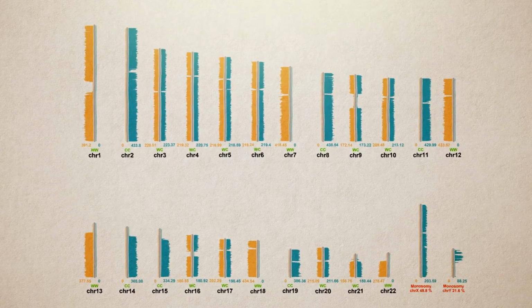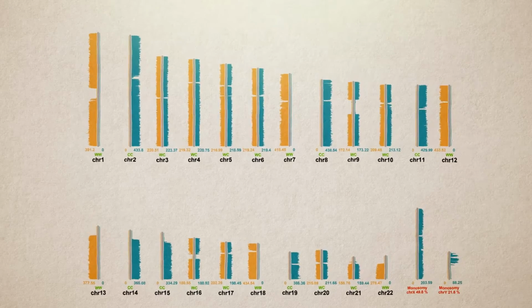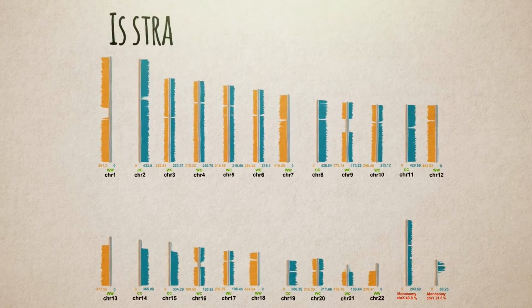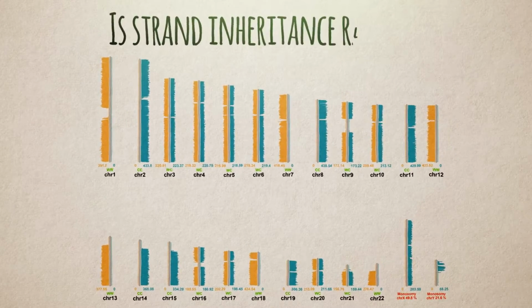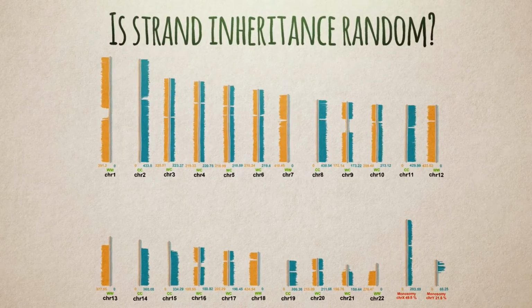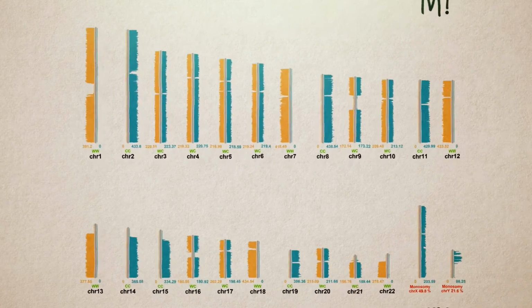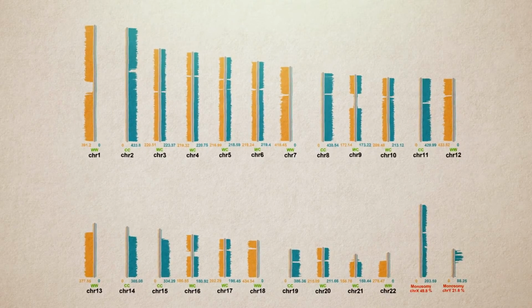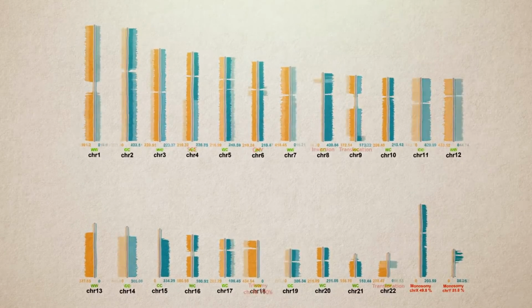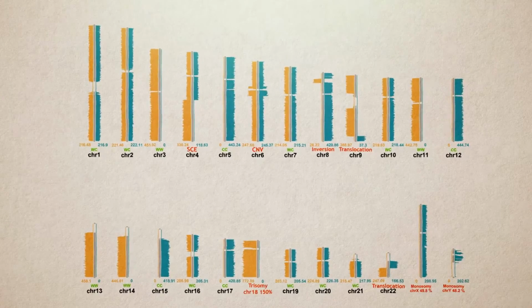Using Strand-Seq, we can now determine which template strands were inherited for each chromosome. And by comparing strand inheritance across many cells, we are able to determine if it is random or not. Interestingly, not all chromosomes inherit intact template strands. Instead, they inherit part of the Watson template strand and part of the Crick template strand.